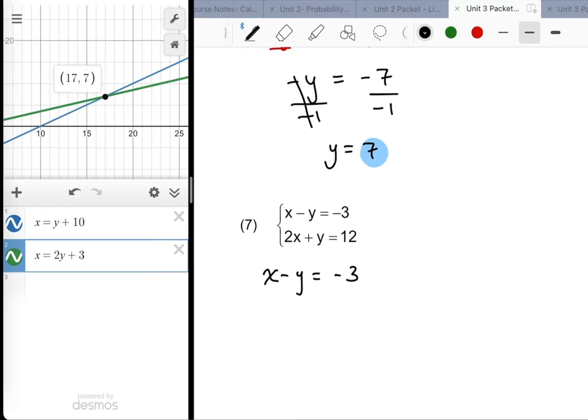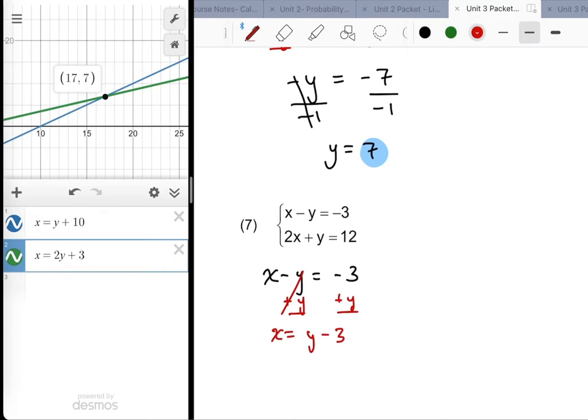Out of those two variables, which one is it going to be easier to get alone? I think it's going to be X because all I'd have to do to get X alone here would be to add Y to both sides. And so I'd have X is equal to Y minus 3. We always try to keep the variable in front.